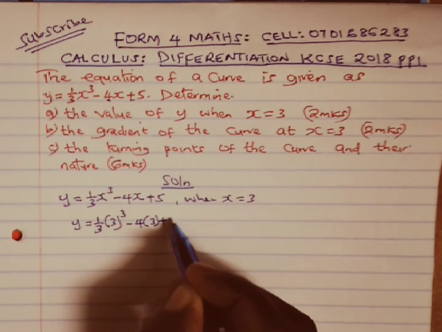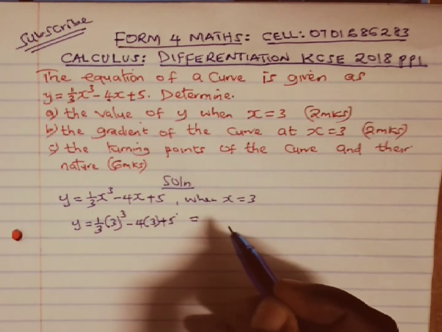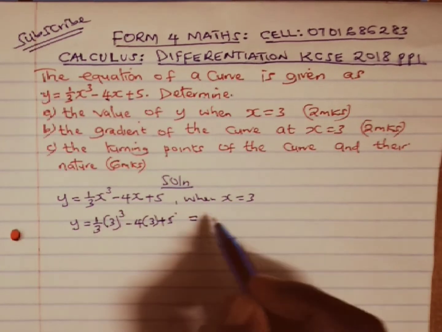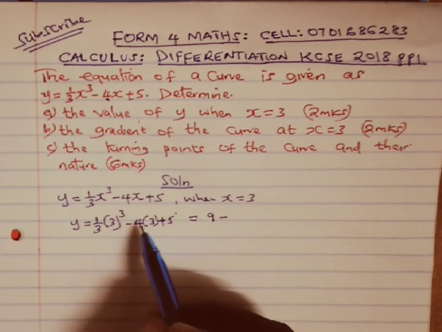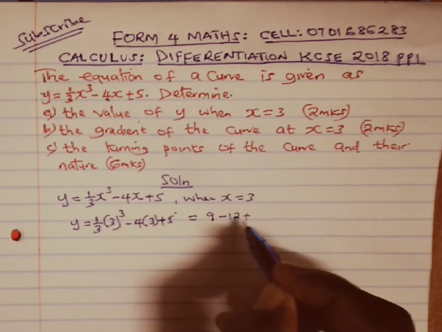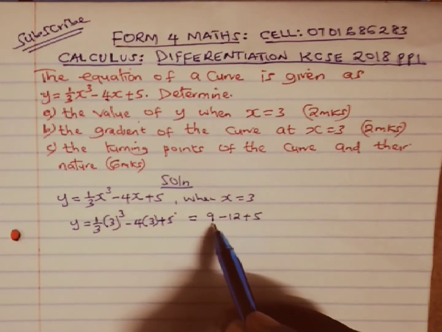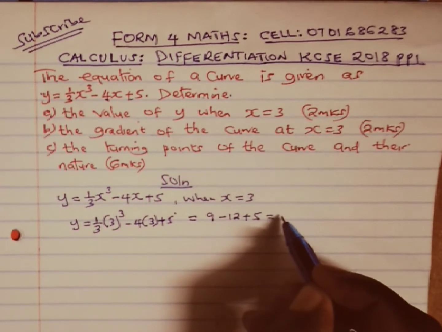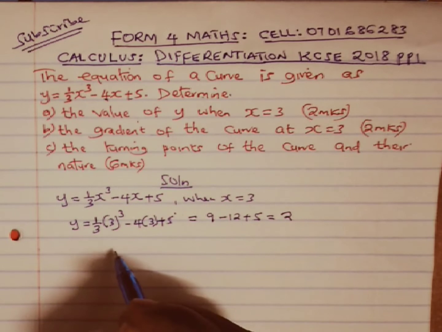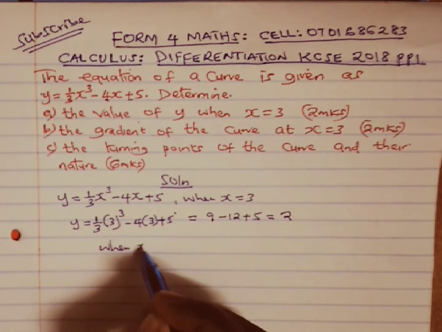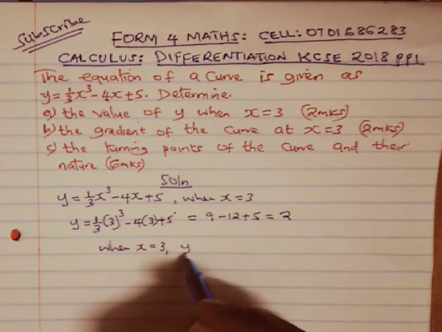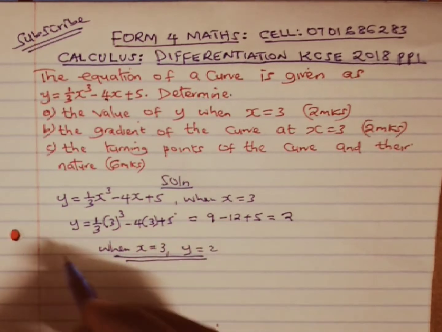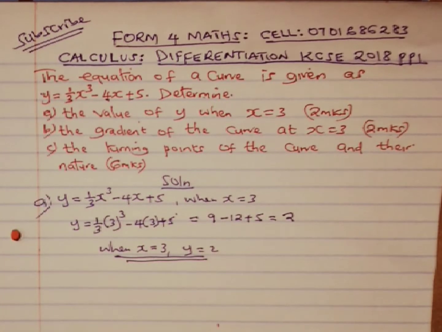Then finally plus 5. And this is going to give us 3 cubed is 27, times a third, which gives us 9. We have minus 4 times 3 is 12, plus 5. Taking 9, add 5, you get 14, minus 12, and this will give us 2. That means when x is equal to 3, the value of y will be equal to 2. And that is the answer to part A of this particular question.